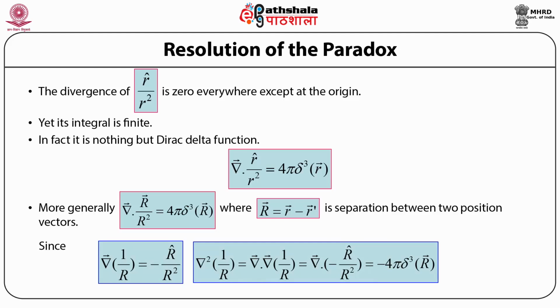Now, since we know that the gradient of the function 1 by capital R is equal to minus 1 by R square times unit vector R, therefore we use the Laplacian operator for this function 1 upon capital R, and the Laplacian operator acting over this function 1 upon capital R is equal to del operator dot del operator acting on the function 1 over capital R. This turns out to be equal to del operator dot within brackets minus 1 by R square times unit vector R, where this result we have taken from the way we had defined the divergence of the function 1 upon capital R squared times unit vector R, and this then turns out to be equal to minus 4 pi times delta cube of vector R.